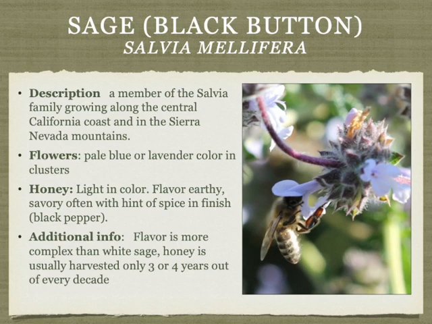Sage. There's a couple of different types of sage. The black button or black sage, Salvia mellifera, grows in the central Californian coast and into the Sierra Nevada mountains. It doesn't produce honey every year. The conditions, rainfall and whatnot, need to be just right, so maybe only 3 or 4 years out of every decade. The flavor is more complex than the white sage honey that's more common. It's light in color, but the flavor is earthy, savory, often with a hint of spice such as black pepper. And the name Salvia mellifera means honey-producing, which tells you what a wonderful honey plant this can be in the years that it is blooming.